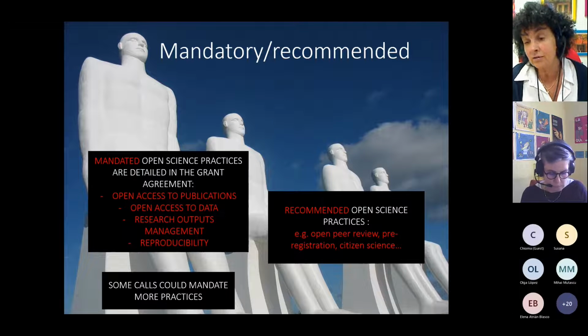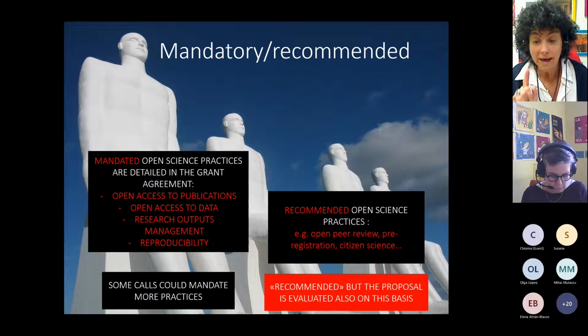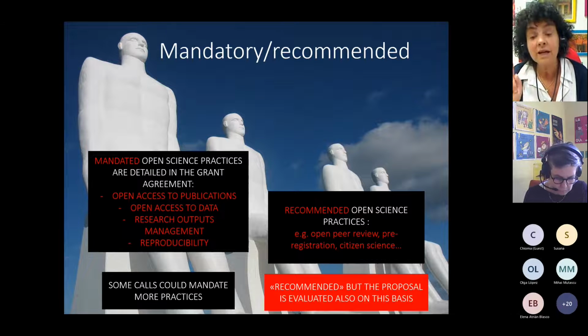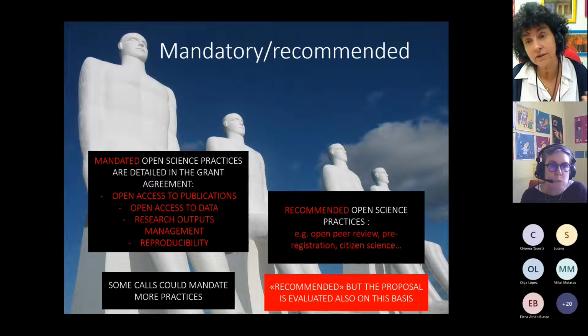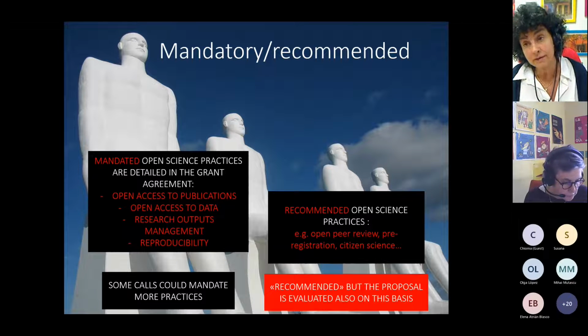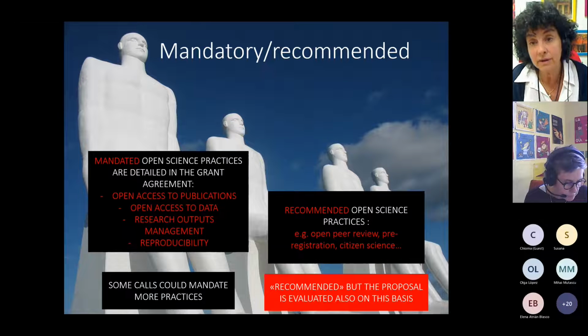So these are recommended, so they are not mandatory, but, and it's a big but again, they are recommended, but your proposal will be evaluated on that, okay? So the more open science practices are suitable and you include in your project proposal, the better your project proposal will be evaluated. I hope it is clear.